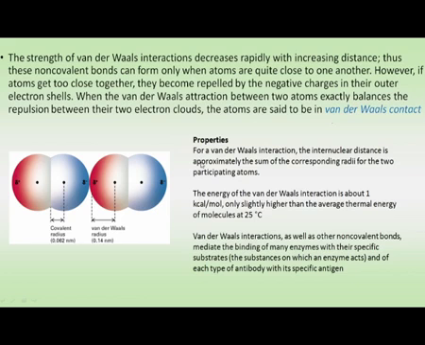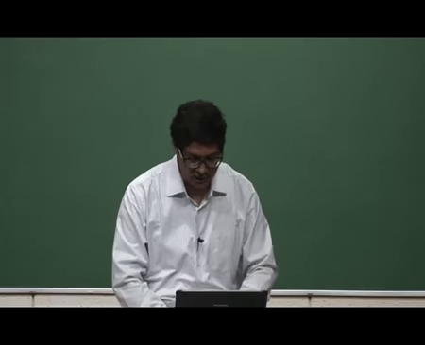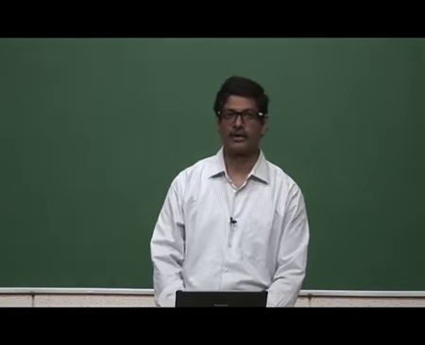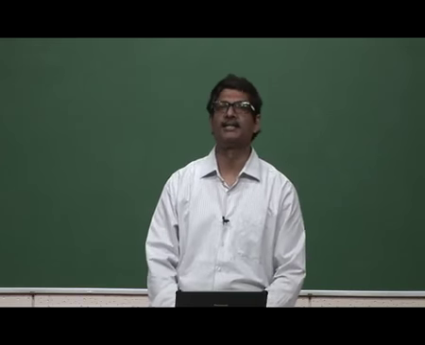What are the properties? For a van der Waals interaction to happen, the internuclear distance is approximately the sum of the corresponding radii of the two participating atoms, as is shown in this. The energy of van der Waals interaction is about 1 kilocalorie per mole, which is equivalent to the energy of hydrogen bonds between two interacting macromolecules like proteins, and it is only slightly higher than the average thermal energy of molecules at 25 degrees centigrade, which is about 0.6 kilocalories per mole.